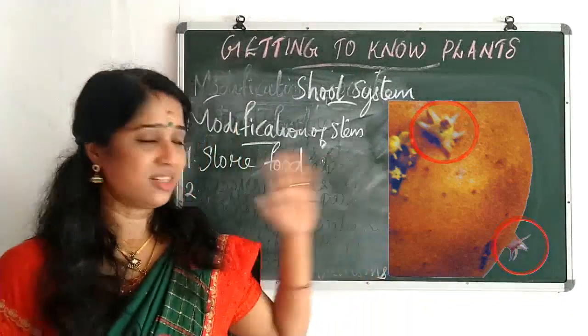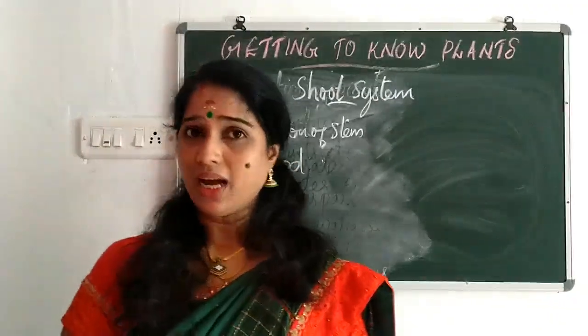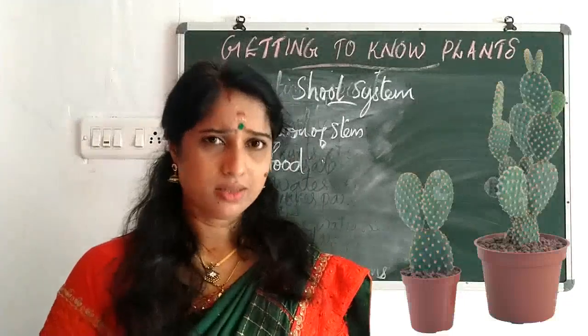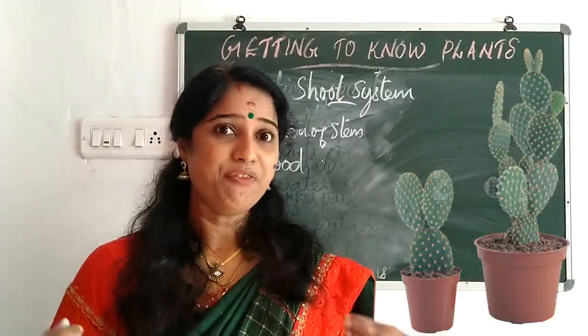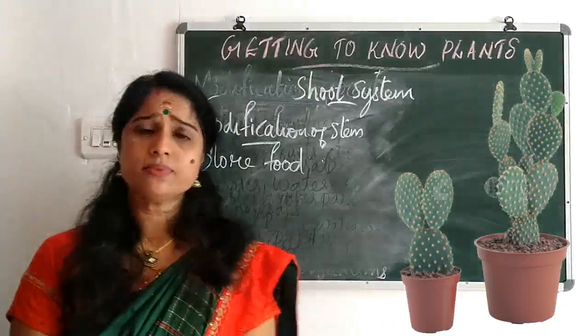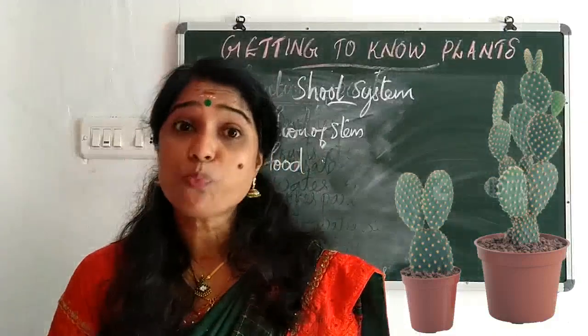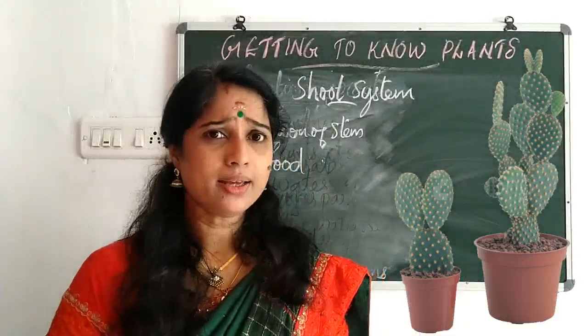Now observe the cactus. What about the stem of the cactus? Is it like other stems? No. What's the difference? Tell me. It is thick and fleshy and in which color? Green color. Then could you see the leaves there? What happened to the leaves? Yes, the leaves are reduced to spines, isn't it? Can you tell me why?